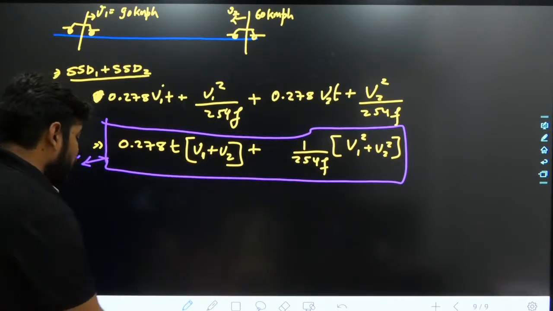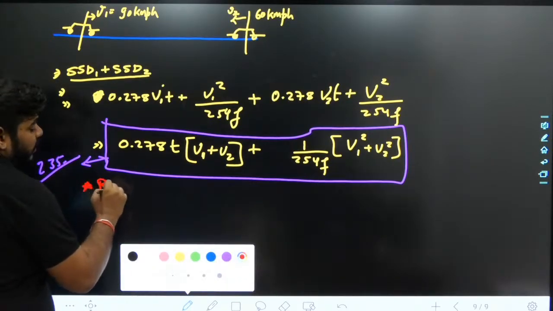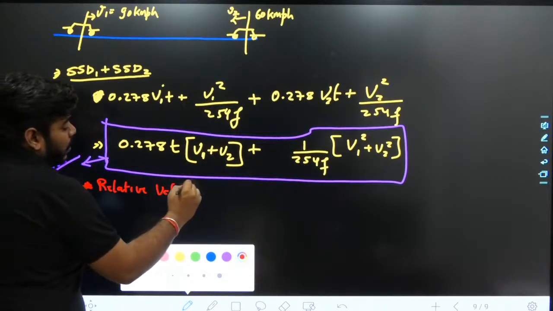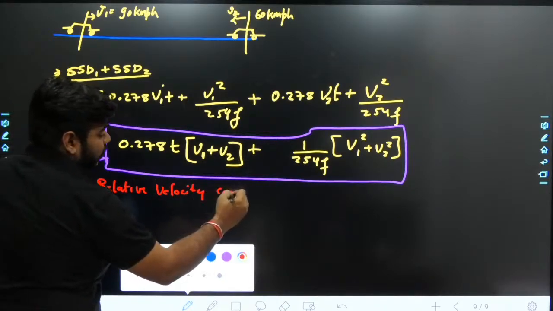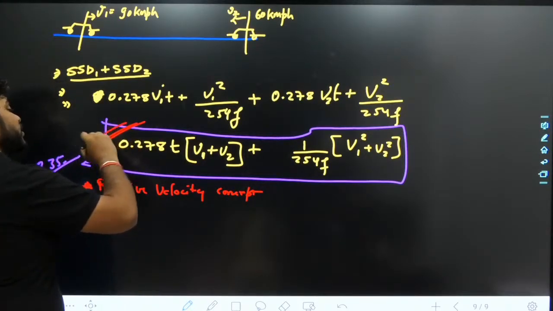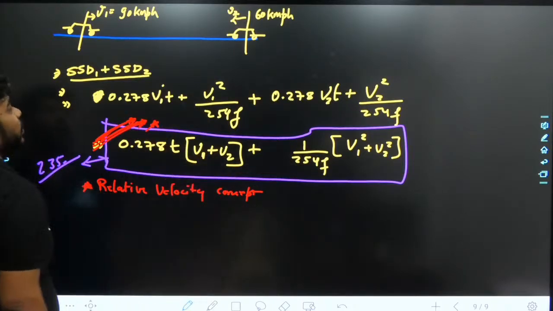Now if we talk about the relative velocity concept, why we are not using it, let's talk about it. So this is the correct method, or you can star mark it. You can directly use this formula to get the answer.